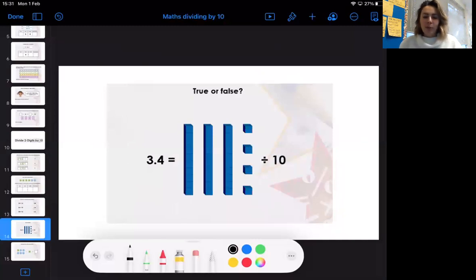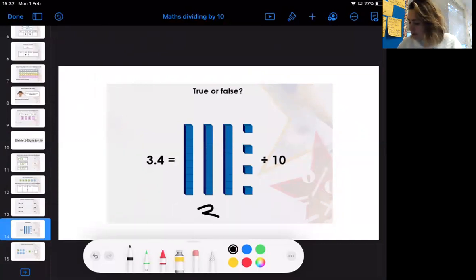We have some Dienes representation now. Let's have a look. We've also got the equal sign to the left. It doesn't make a difference. Equals means the same as or equal to. It doesn't matter if it's at the end of our number sentence or at the beginning. What I would like you to do is write down the value of the Dienes and divide it by 10 and see if your answer is 3.4. Pause the video.